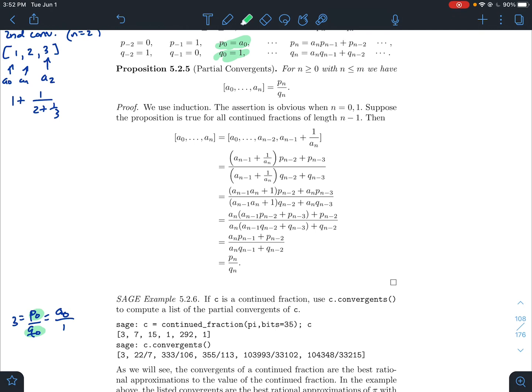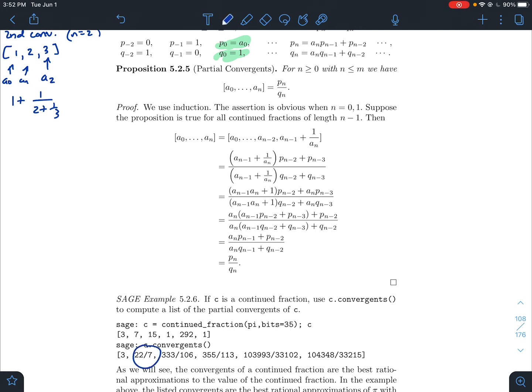Now if I look at my fraction, A0 is the 3, right? It's the first entry in my continued fraction. And so that's how we get 3 over 1. So I've told you something incredibly deep: 3 is equal to 3 over 1. All I'm trying to do is illustrate again how we obtain this formula. Similarly, where does this 22/7 come from?